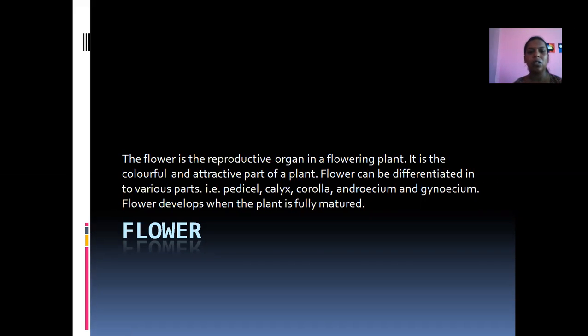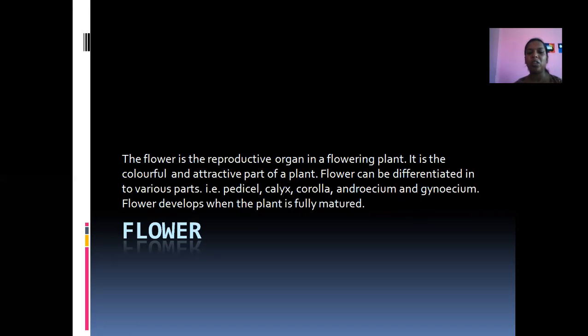We were reading about the life process in our previous classes. We studied the root system, the fruit system, leaf. Today we will study about the flower. As we all know, the plant contains two organs, the vegetative organ and the reproductive organ. The flower is the reproductive organ in a flowering plant. It is the colorful and attractive part of the plant. A flower can be differentiated into various parts: pedicel, calyx, corolla, androecium, gynoecium.